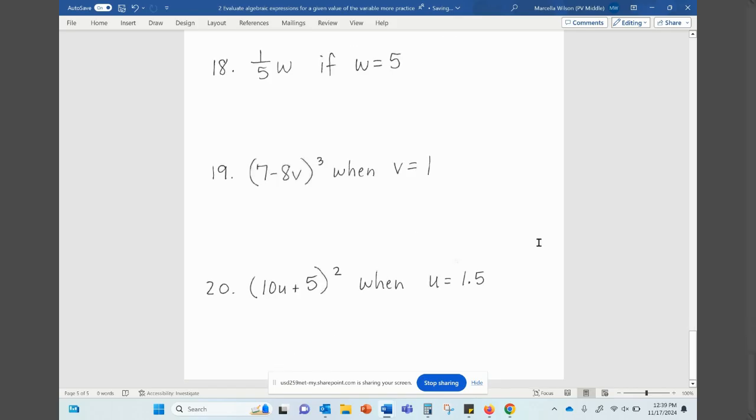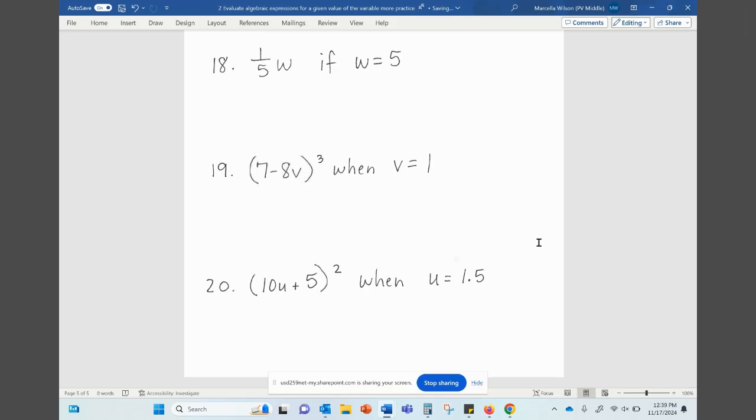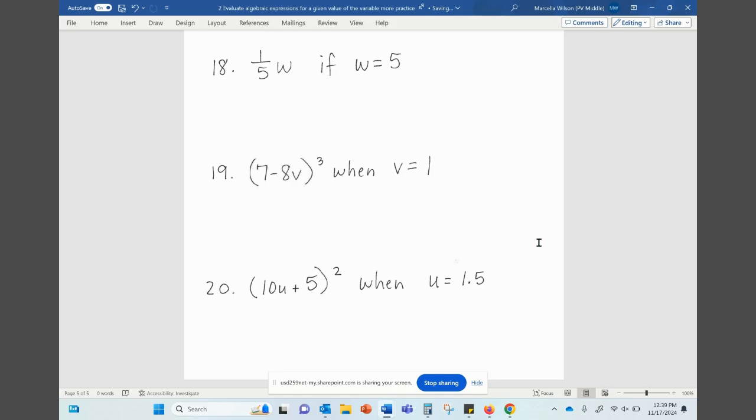19. 19, we're going to do everything in the parentheses first. So we replace the v with 1 because it says v is 1. So 8 times 1 is 8. So we got 7 minus 8. And what is 7 minus 8? It's -1. So then put -1 to the power of 3 in your calculator, and you should get -1.